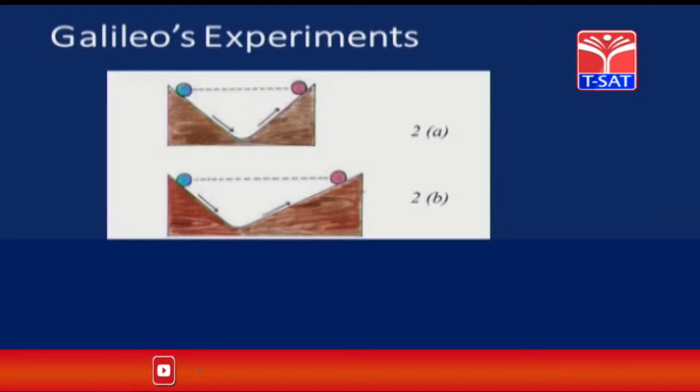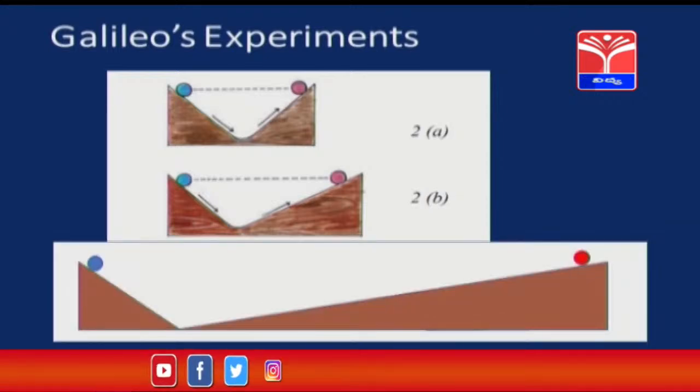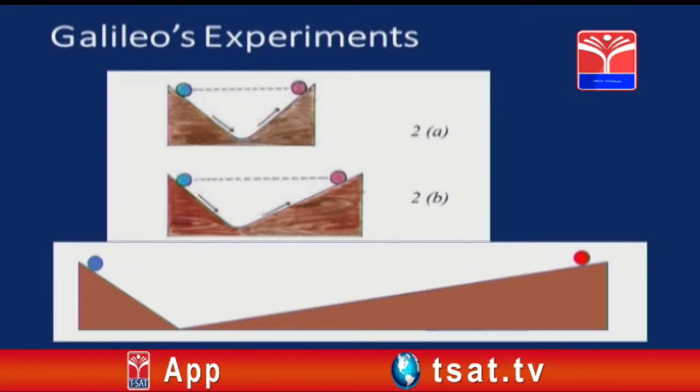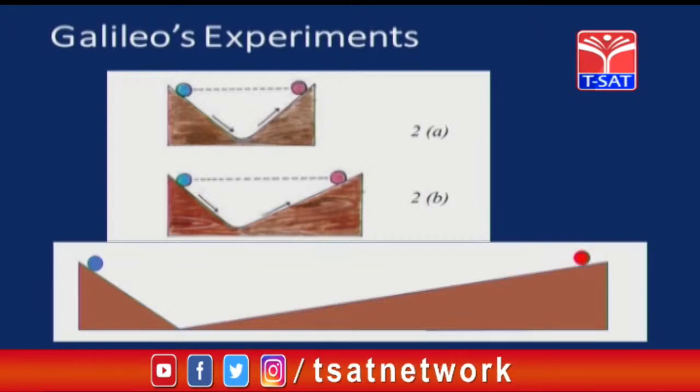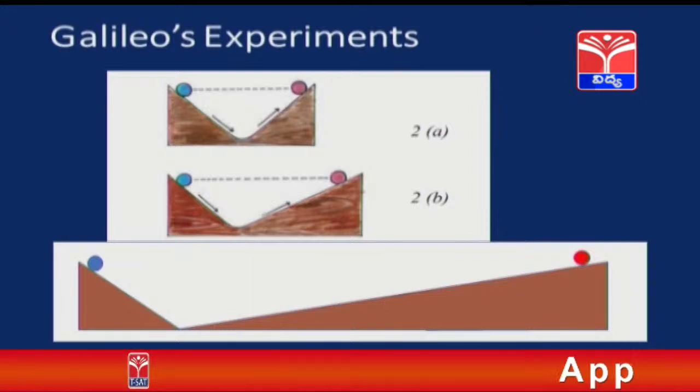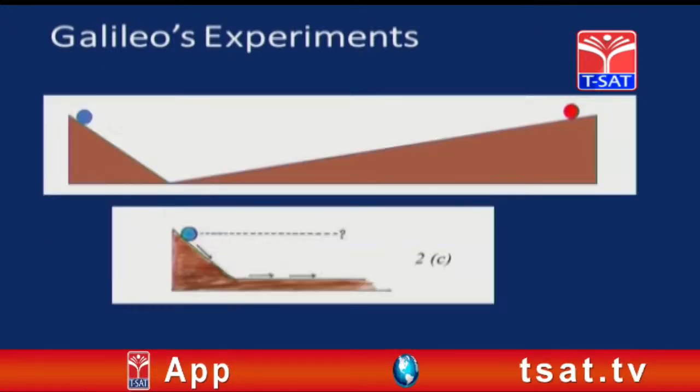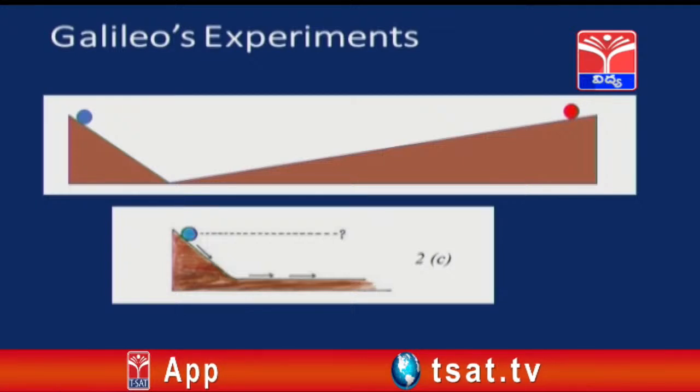He further increased the distance, but kept the maximum height at the end the same as the first plane. He understood that the object was still able to reach the same height. Then he got an idea and he removed the second inclined plane and just released the object as shown in figure 2c.